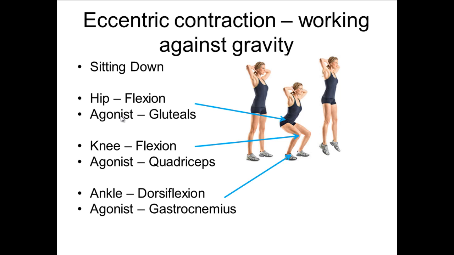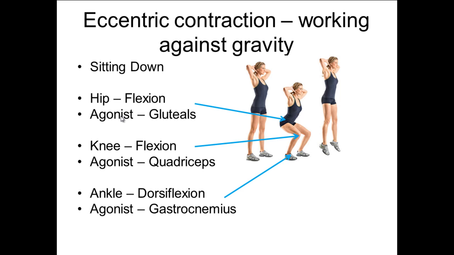The knee, which is undergoing flexion, the agonist at this point is the quadriceps. This is an eccentric contraction, so both the gluteals and the quadriceps, because they're having to do work against gravity, are lengthening, and that's why it's an eccentric contraction. The ankle is in dorsiflexion, and the main agonist for that will be the gastrocnemius.